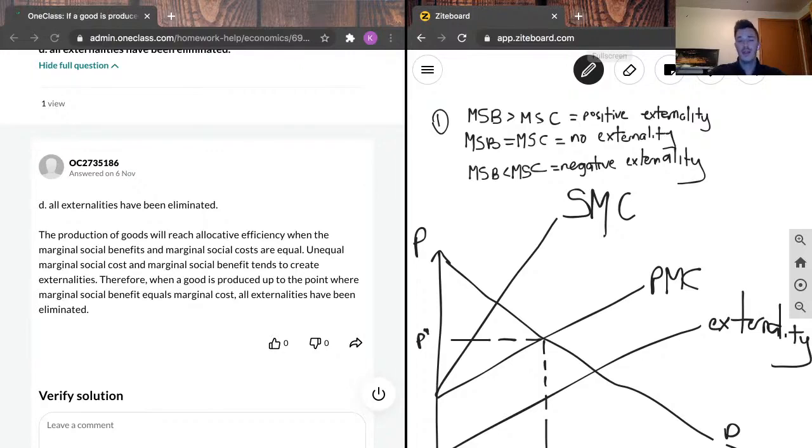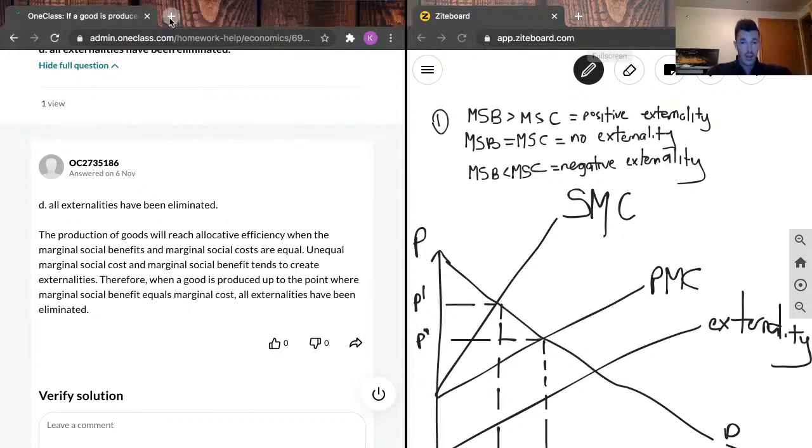So if that were the case, to charge for pollution, the result would be moving to the social marginal cost, where we would have a lower amount of the good produced at a higher price. Call these Q prime and P prime. I'm just going to check to make sure I got that right.